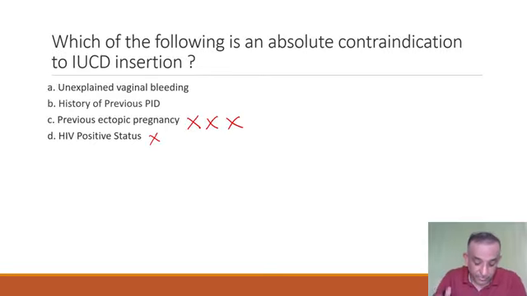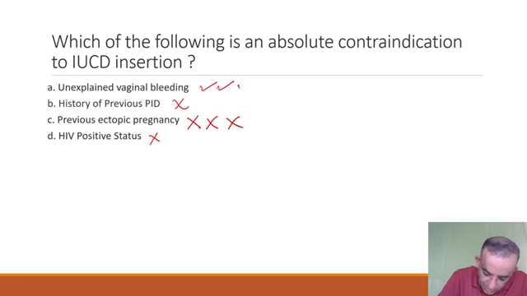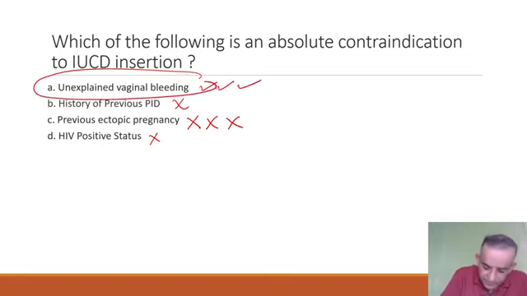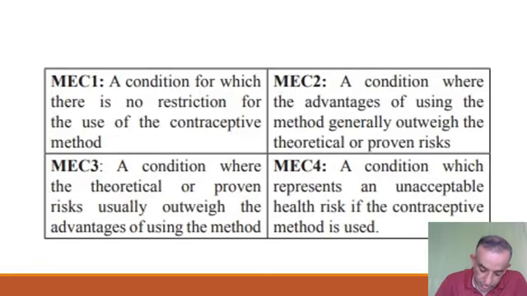Please, I'll show you some proof. Okay, so history of previous PID, yes, it is not a contraindication. Present PID is a contraindication. So yes, absolute contraindication is unexplained vaginal bleeding. If she's got irregular vaginal bleeding, unexplained vaginal bleeding, till you sort that out, do not put an IUCD. Because what is the most common complication of an IUCD? Excessive bleeding. You know that, isn't it? So answer is A. Now let me show you some.